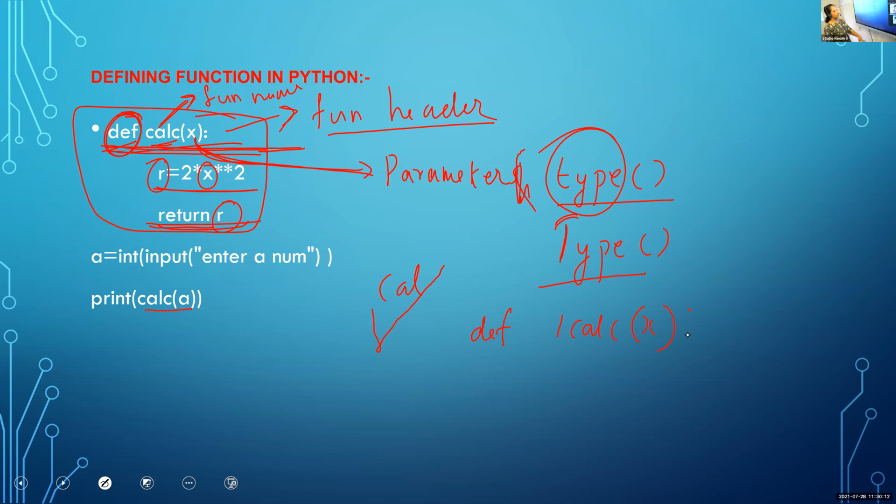Any error is there, Aryan? There is a space. Which one, Aryan? There is a space. Where? Here I am not using any space. 1calc x, that is the function name. After diff I am using one space.